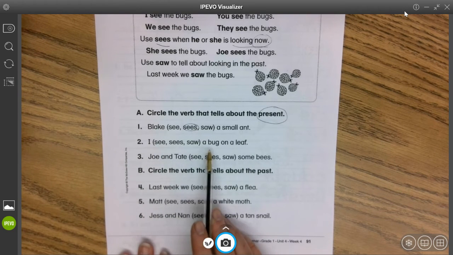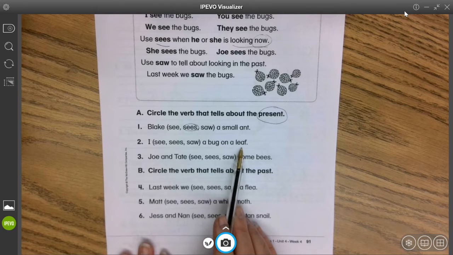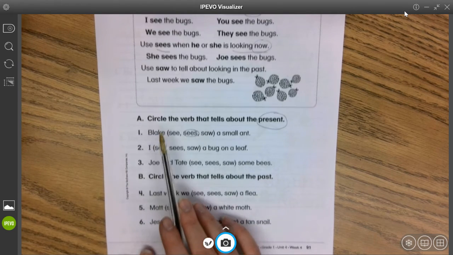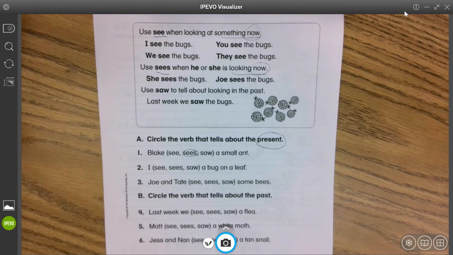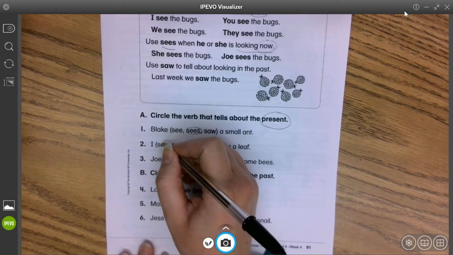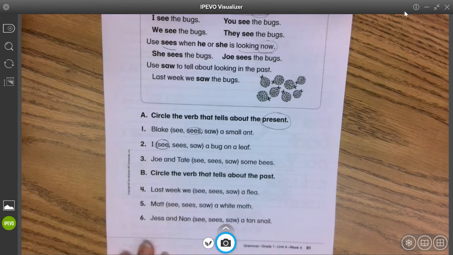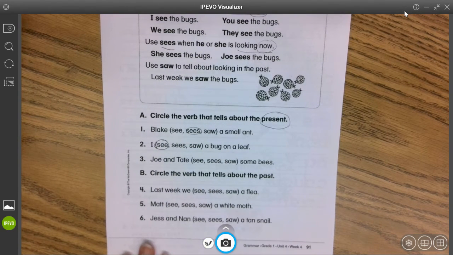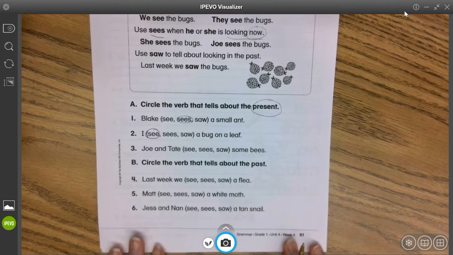I blank a bug on a leaf. Okay, when we're talking about ourselves, I, which one do we use? I see. Good. Number 3, Joe and Tate sees, saw some bees. Okay, we have Joe and Tate. Is that one person or a group? Which one do we use? Pick your answer and you'll be able to check it later.